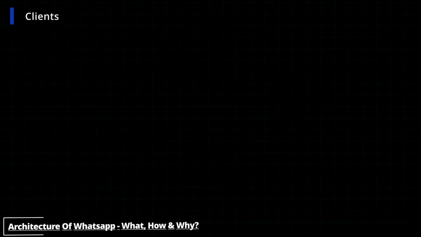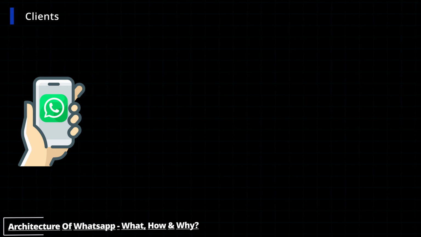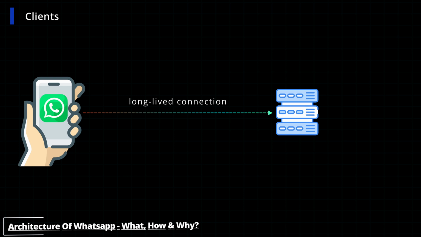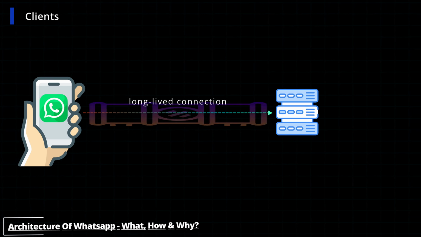Okay, so what does the client really do? See, the moment you launch WhatsApp, it doesn't just sit idle. It quietly creates a persistent, long lived connection with the WhatsApp servers. Think of it like a private tunnel between your phone and the WhatsApp server. Also, this tunnel stays open as long as your app is active.